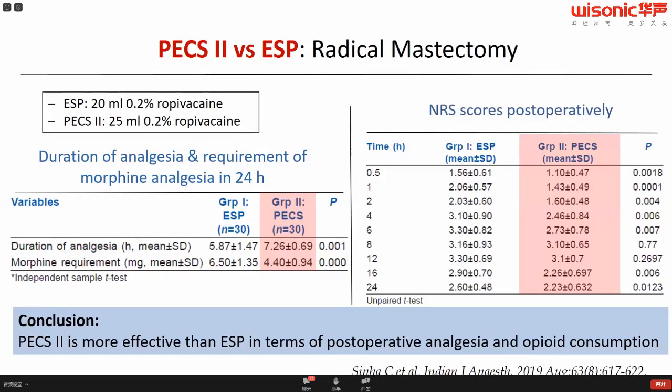analgesia after radical mastectomy. And this is not surprising, because with the PECS blocks, you also block not only the lateral cutaneous branches of the spinal nerves, but also the pectoral nerves of the brachial plexus, which is not the case when you do an erector spinae block.